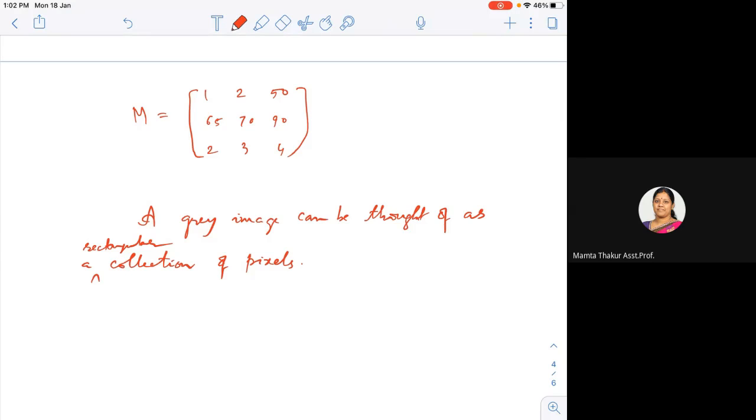So suppose that means any image is a matrix of appropriate order, say m by n, with m and n being large, of non-negative numbers.